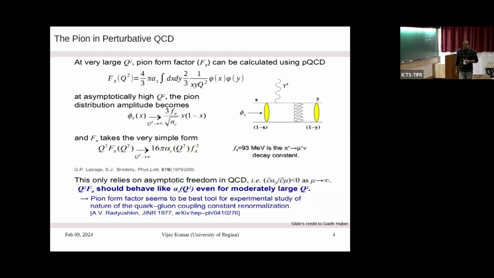In perturbative QCD, the pion form factor can be calculated using this formula. Here the cartoon shows the pion with two valence quarks, with momentum fractions x and 1 minus x. In perturbative QCD, only one gluon exchange happens. In this case the pion wave function gets this form, and the form factor approaches a very simple form. So this form factor and Q squared behave like this, scaling with the coupling constant, even for moderately large Q squared.